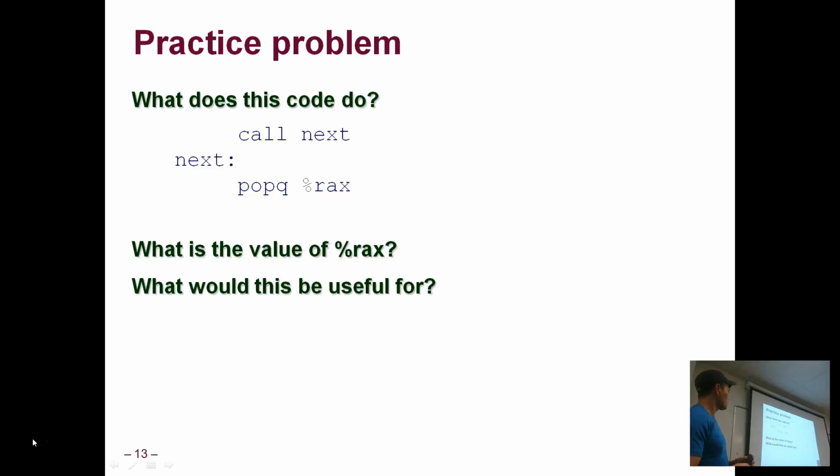Okay. Practice problem. What does this code do? Given what you know about call, pushes, and pops, what do you think? What is the value of RAX after these two instructions? And what would this be useful for? Raise your hand when you've got a guess.